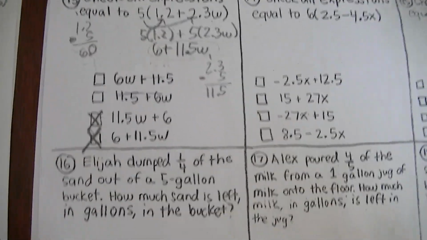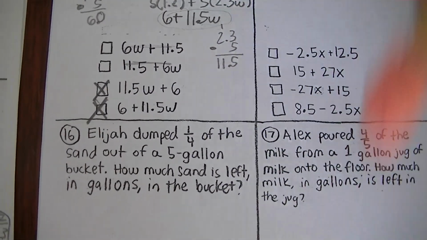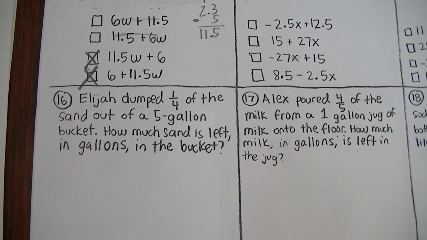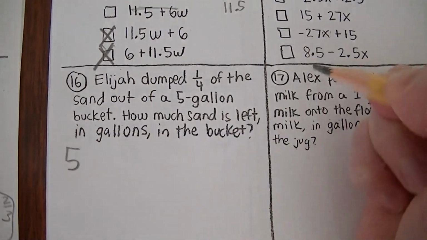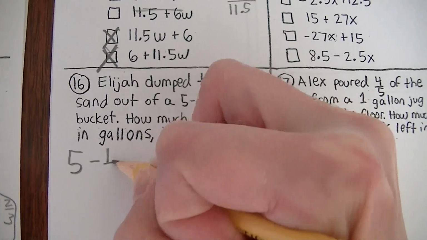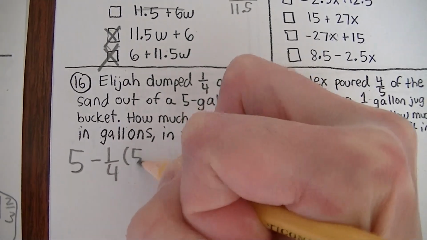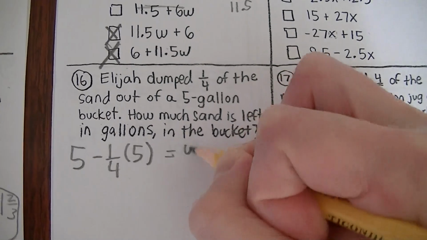All right. Elijah dumped 1/4 of the sand out of a 5-gallon bucket. How much sand is left in gallons in the bucket? So 5 gallons in it, and you're going to dump out 1/4 of that 5-gallon bucket. Okay, and that's going to give you what's left.